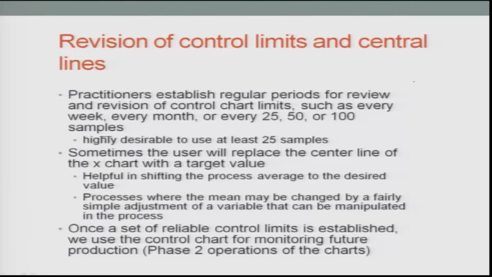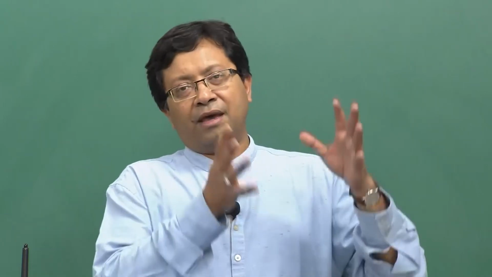Sometimes the user will replace the central line of X bar charts with the target value. It is helpful in shifting the process average to the desired values and making calculations accordingly. Processes where the mean may be changed by a fairly simple adjustment of a variable that can be manipulated in the process can be utilized, but it will obviously need some justification for doing that. Once a set of reliable control limits is established, we use the control chart for monitoring future production, which is phase 2 of the utilization of the chart. So first you use the phase 1 concept of drawing the charts and bringing the process in control, and then use this to go to the second stage to find out whether the process capability is changing or is fixed.